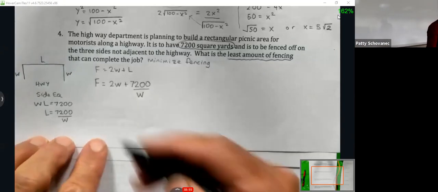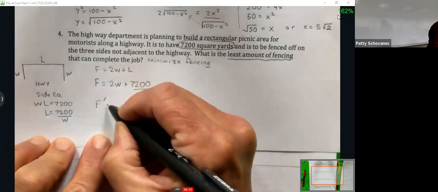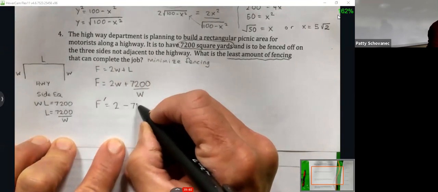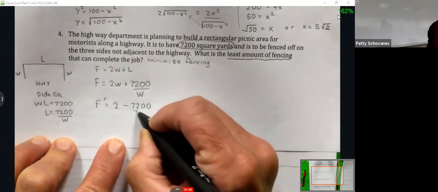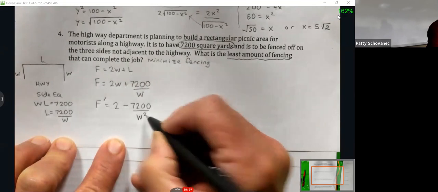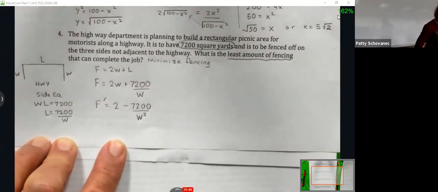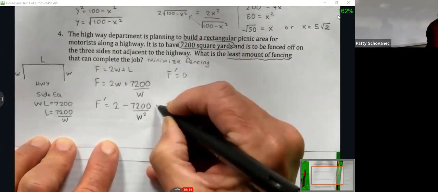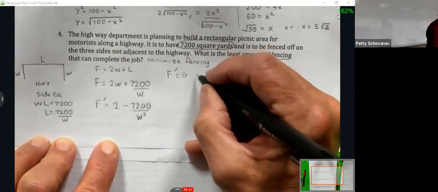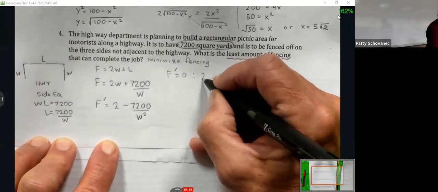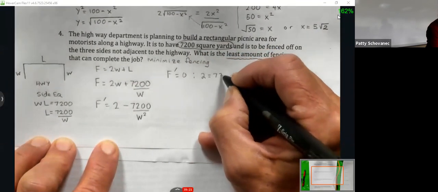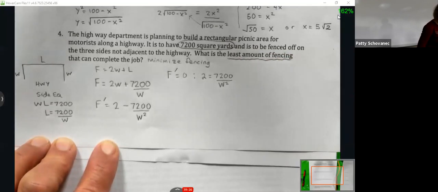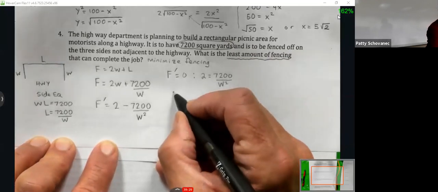So you know the steps, take the derivative. That's a W to the minus 1, so I get a negative 7,200 W to the minus 2, and I'll write the W squared on the bottom. And so we're going to set F prime to be 0. So I've got this equal to 0, means I'm going to move the 7,200 over and have it something like this. And I'll multiply both sides by W squared.